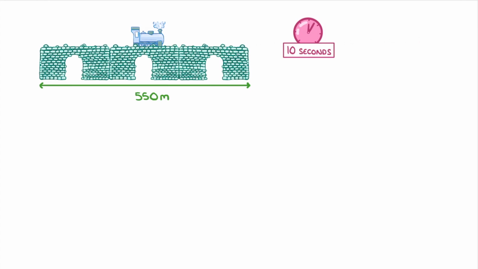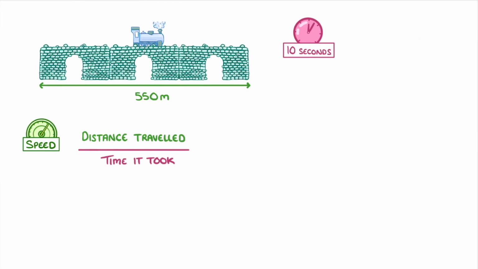To help us understand this difference, let's imagine that we have a train traveling across a bridge. The bridge is 550 meters long, and it takes the train 10 seconds to cross it. To calculate the speed of the train, we need to take the distance it traveled and divide it by the time that it took. So 550 meters over 10 seconds, which gives us the scalar quantity of 55 meters per second.